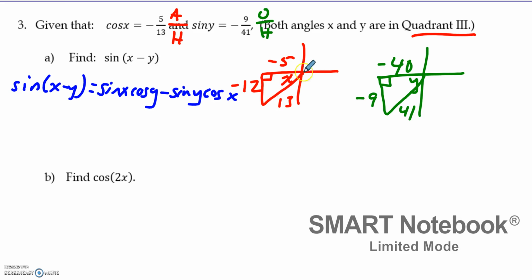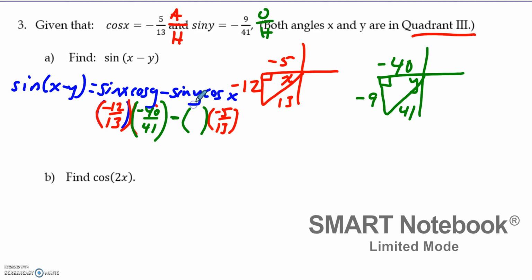And I'll start with the red triangle here. Sine of x, opposite over hypotenuse. Sine of x is really negative 12 over 13. And cosine of x over here is really negative 5 over 13. From the second triangle, cosine of y is really equal to negative 40 over 41. And then we have a minus here in the middle. And we have sine of y equaling negative 9 over 41.